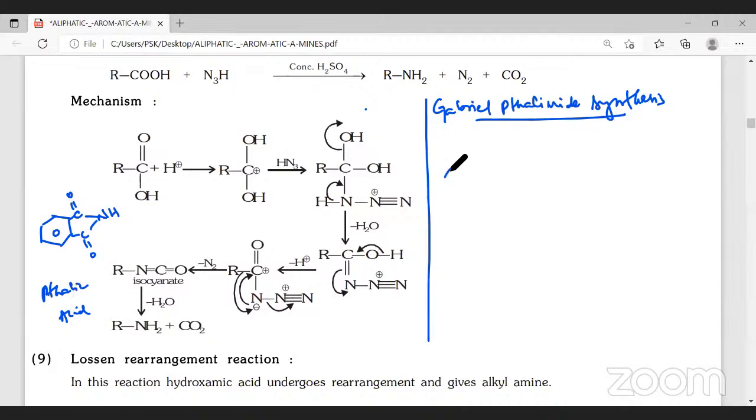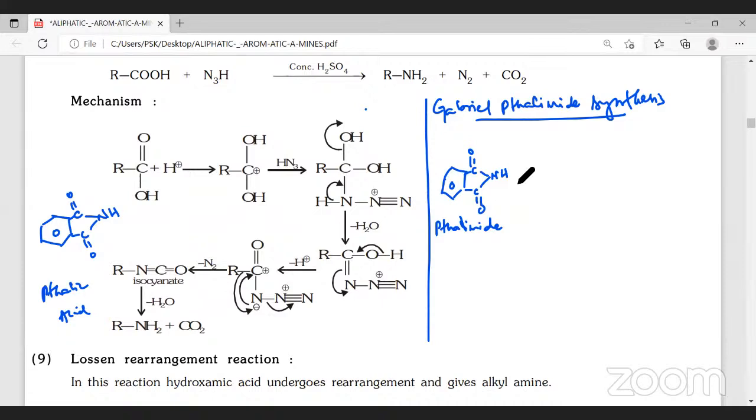So how do we write phthalimide? It is a benzene ring. You have C double bond O, you have C double bond O, and you have NH. This is called phthalimide. Please understand this reaction, it's important.